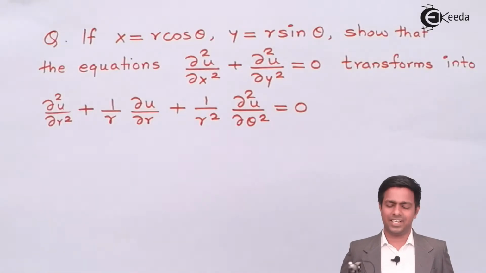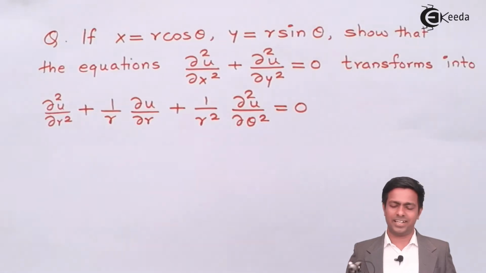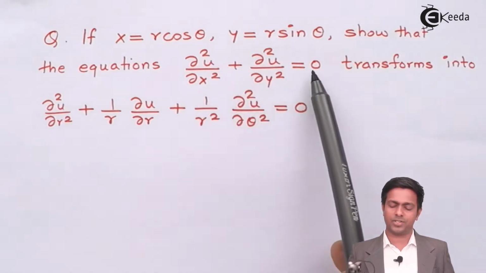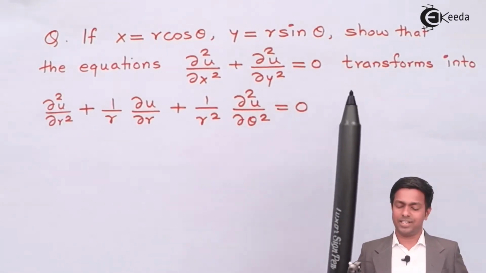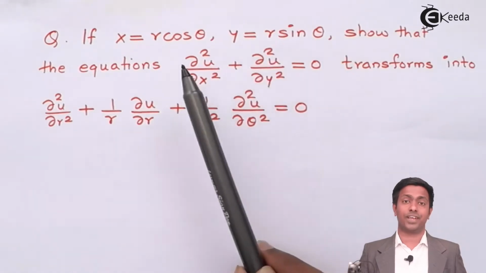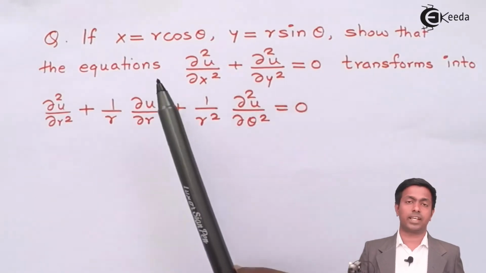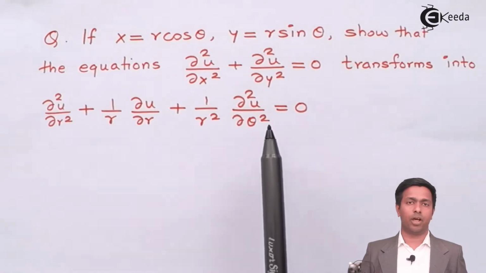Here x is given as r cos theta and y is given as r sin theta. It means x and y are the function of r and theta. Now we have to show that the equation. So these are the two Laplace equations. The first one is del square u by del x square plus del square u by del y square equal to 0, transformed into this. If you see, the first equation is in terms of x and y and the second one is in terms of r and theta. When we get this equation in terms of x and y, this is called the Cartesian form, and this is given in the polar form.